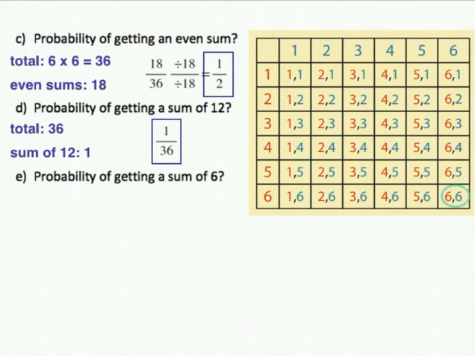Now the probability of getting a roll that adds up to 6 is a lot higher because several boxes add up to 6. You should get 5 out of 36 for that, and that doesn't simplify, so that's your final answer.